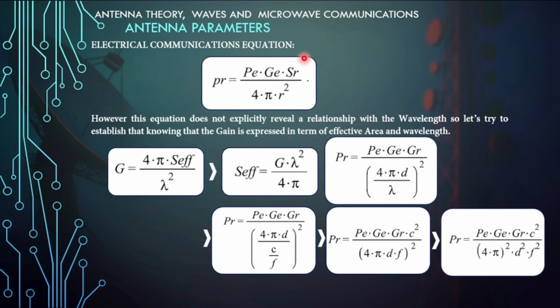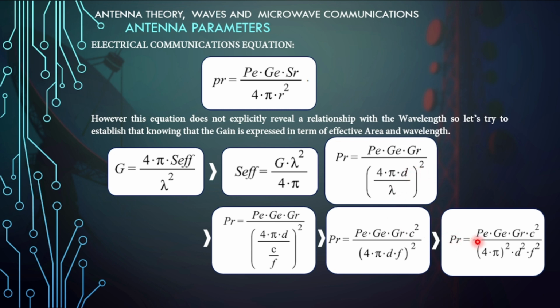However, this equation does not explicitly reveal a relationship with the wavelength, so let's try to derive that from the equation of gain expressed in terms of lambda and directivity. So G equals 4 pi times the effective surface, which is the effective area of the antenna, divided by lambda squared. So the effective surface is equal to the directivity gain times lambda squared divided by 4 pi. You replace that into the first equation, so you get PR, received power, equal to PE GE GR over (4 pi D divided by lambda) squared. So D is the same as R, the radius.